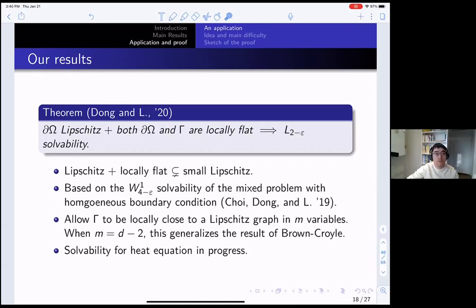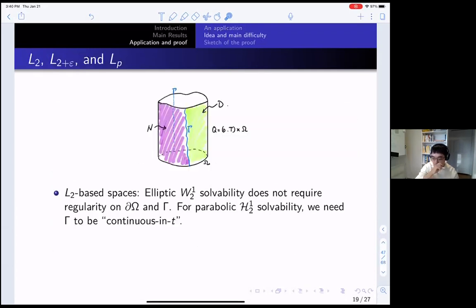Okay, that's still early, so I can say something about the proof. Here is the idea of the proof. We want to solve the equation in the H1,p, L^p-based Sobolev space. As usual, we start from the L2-based space, right? This is the usual procedure.